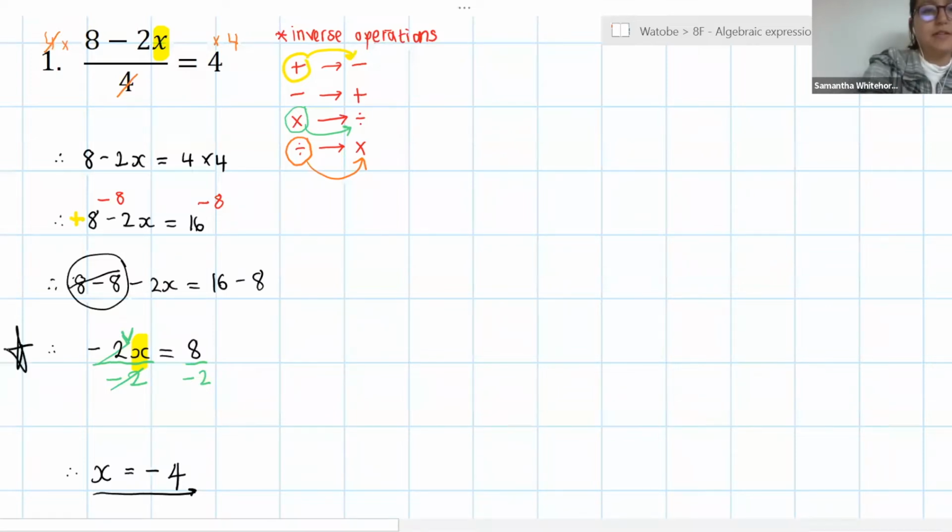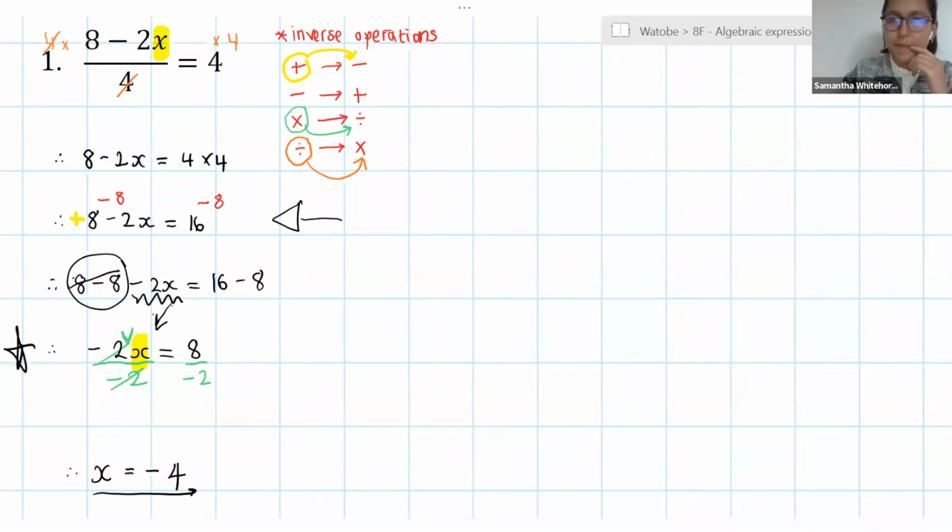The step over here. Yes, ma'am. Okay, so that came from, if I go back up to this step over here where I've just drawn this arrow, that came from once I had subtracted 8 on both sides. The 8 actually goes away, and all I'm left with on the left is a -2x. So that's just coming from my simplification steps. Okay. Thank you, ma'am.